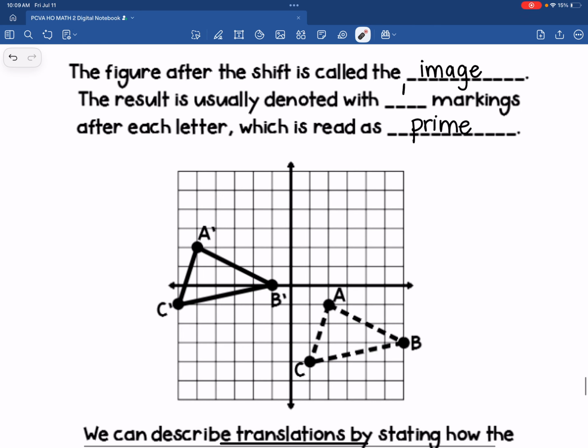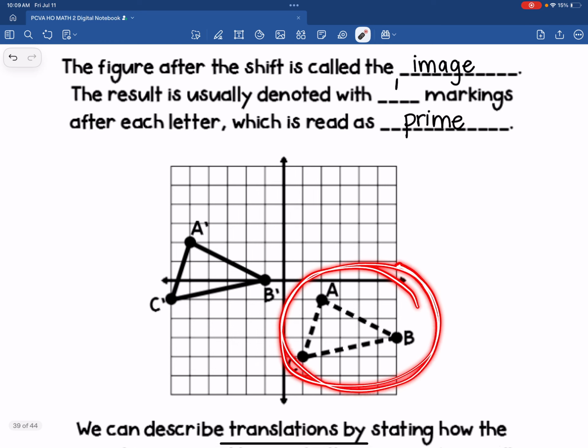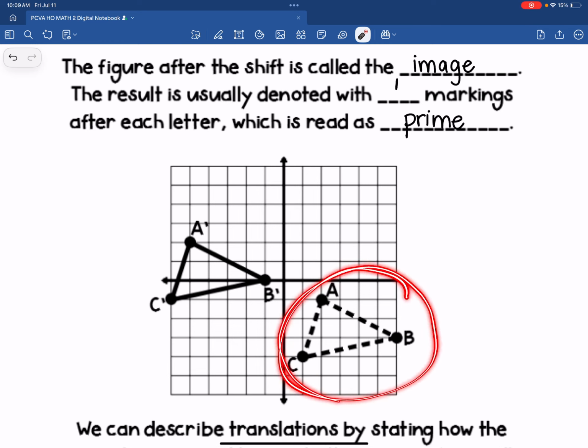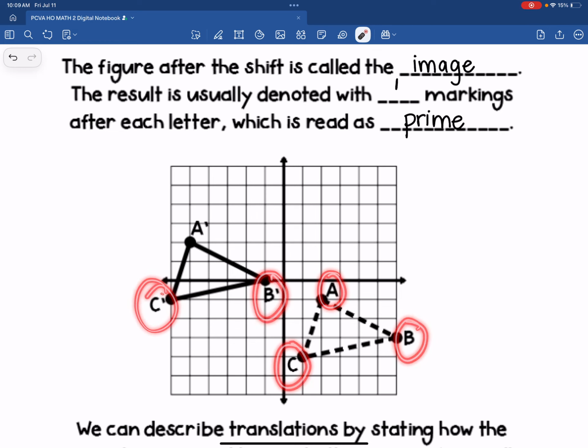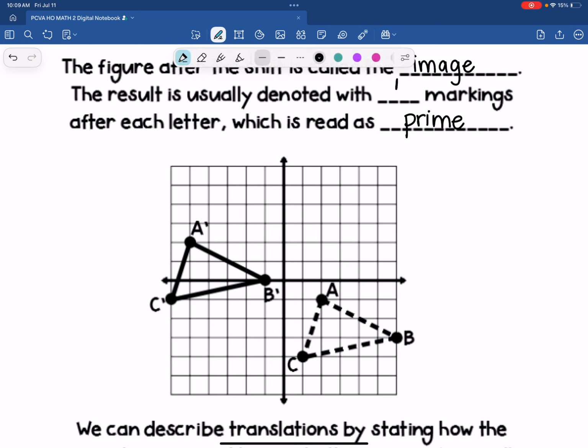So if you look right here, this is our original, this is our pre-image. If you notice, the pre-image is A, B, and C, and we have A prime that goes with A. We have B, there's B prime, then we have C, and then C prime. Let's look at how it shifted. If I'm looking at A, I can see that A went up by 3 units. And then it went to the left. And then we have 1, 2, 3, 4, 5, 6, 7 units.